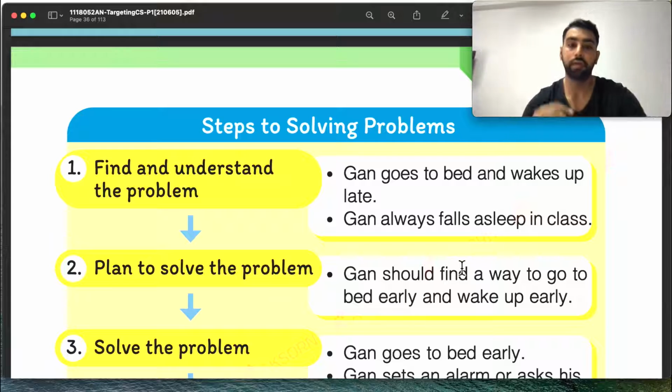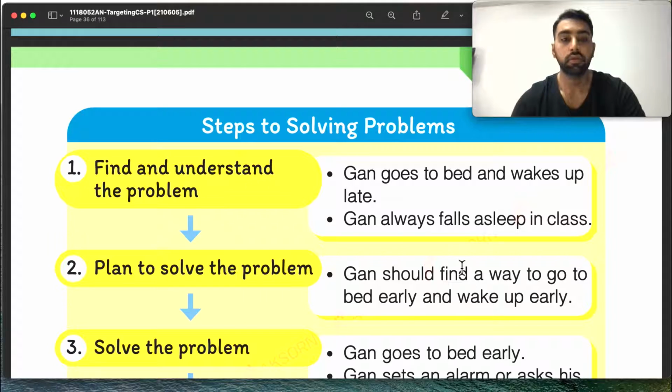And now we have to plan. Now we're gonna have to plan to solve this problem. What should we do? Number 2.